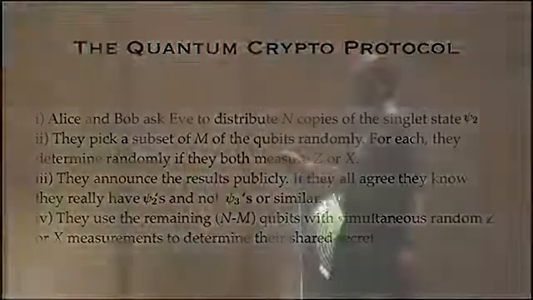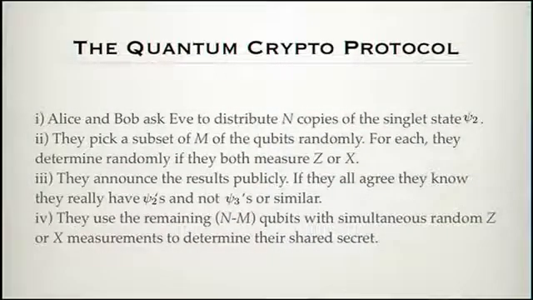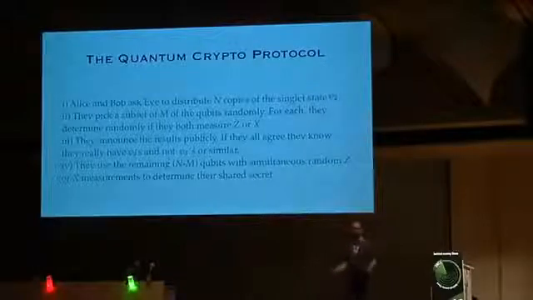So they ask Eve to distribute n of these copies in this singlet state, the two-particle state psi2, but they don't know if Eve complies with their wish or not. Now they pick a subset of these n copies, say m, randomly, and do either z or x measurements on these, and they always do the same.